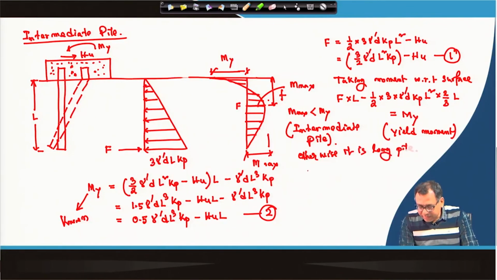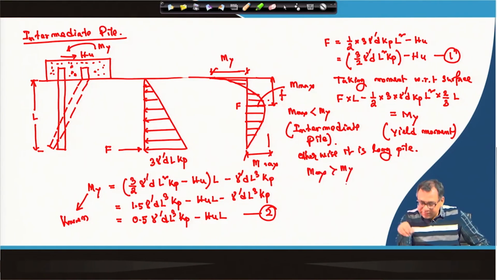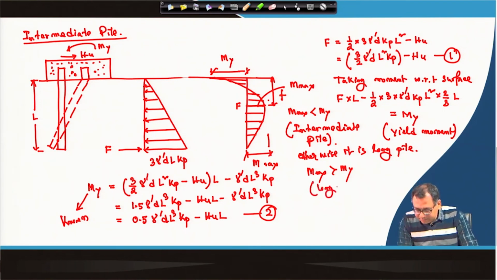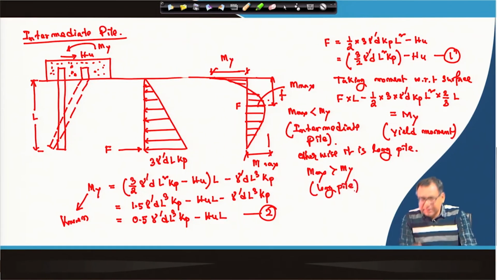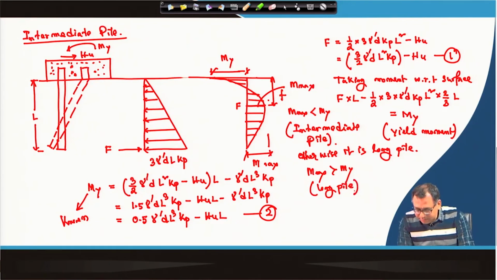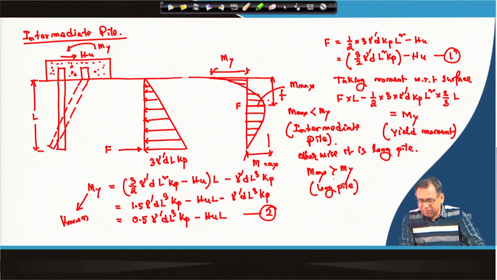a long pile. So, if M max is greater than M y, which was the condition previously written, in such a case it is a long pile. But generally we will restrict it to M max equal to M y for the long pile, and that I will discuss in the next class.